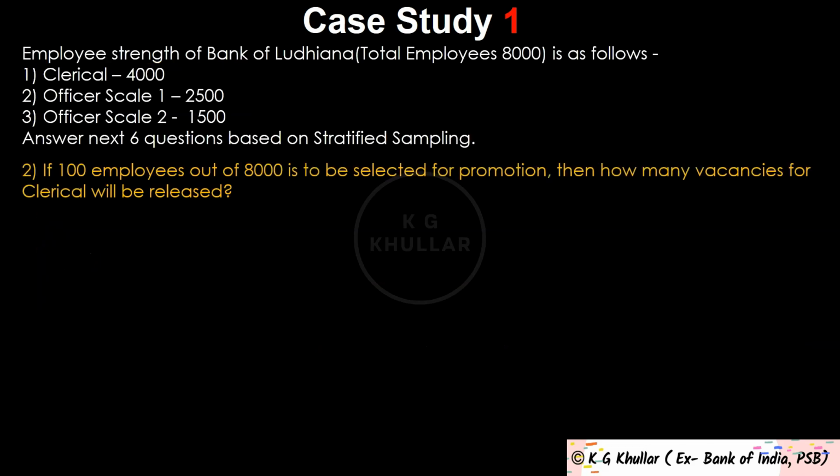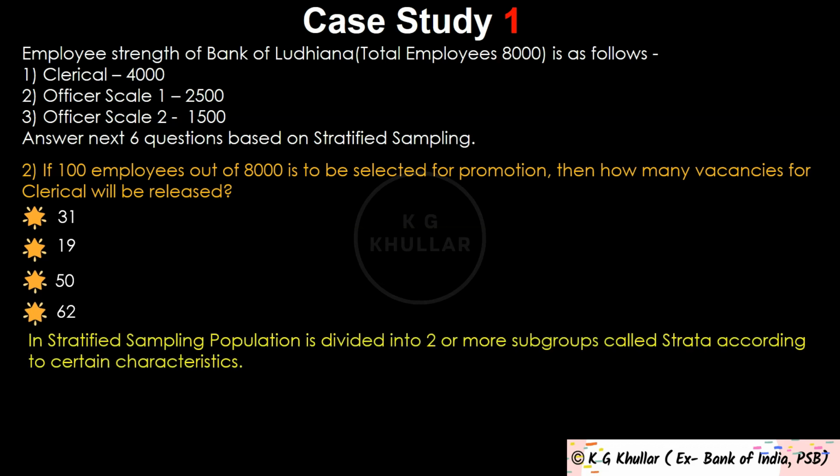Then the next question is, if 100 employees out of 8,000 are to be selected for promotion, then how many vacancies for clerical will be released? And these options are given to you. Now friends, as we have learned in stratified sampling, the selection is made proportionally. So if there are 4,000 clerks, then the proportional selection will be 4,000 divided by 8,000 multiplied by 100 equals 50 here. Thus the correct option for the given question is option C.